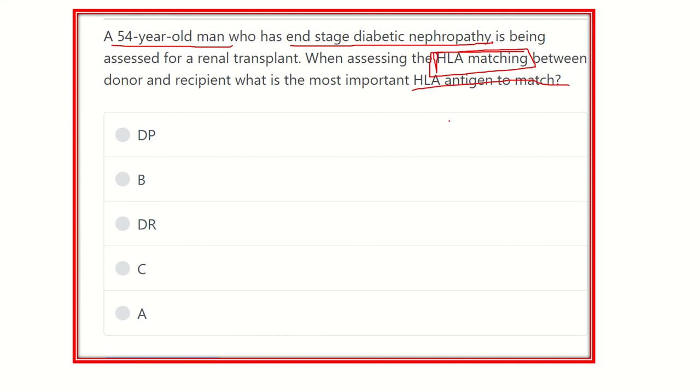There are different types of HLA antigen to match before transplantation of kidney. Among them, which one is most important, or which one should not be neglected? Because if a mismatched HLA kidney is transplanted from the donor to the recipient, the transplantation failure will happen earlier. So here the options are DP, B, DR, C, and A.